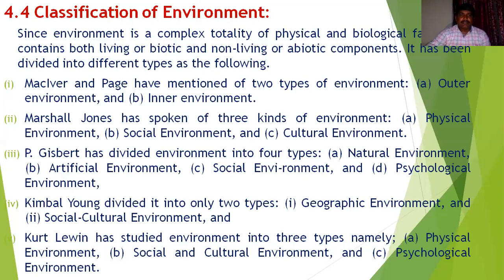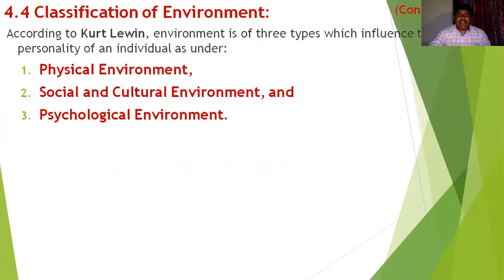Kimball Young divided it into only 2 types: 1. Geographic environment, and 2. Socio-cultural environment. Kurt Lewin has studied environment in 3 types: A. Physical environment, B. Social and cultural environment, and C. Psychological environment.